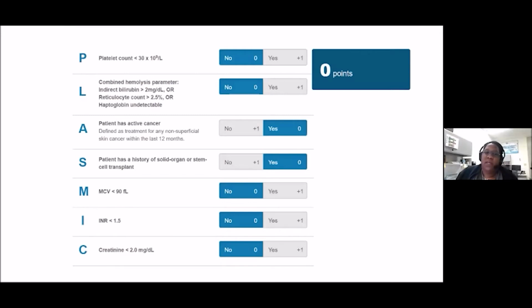The MCV should be less than 90. INR less than 1.5. Generally, these patients are not coagulopathic, so the INR should be fairly normal. And the creatinine can be elevated, but it's usually not very elevated in TTP. So you get 1 point if the creatinine is less than 2. And I'll show you some instances when the creatinine is higher than that.